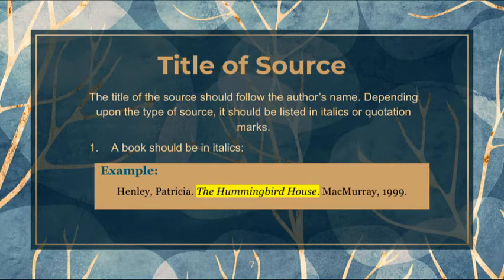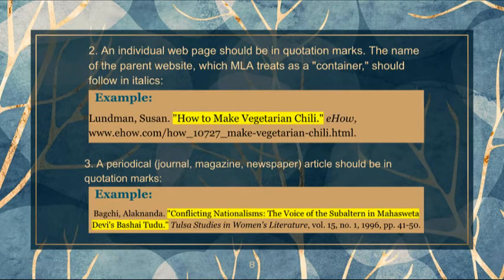Now, following the author's name, you will then include the title of the source of your information. Depending upon the type of source, this will determine whether or not you are using italics or quotation marks. So, our first example here of the book titled The Hummingbird House, you would want to make sure you are including that in italics. Then, following a book example, when you are citing an individual web page, you will want to have this marked in quotation marks.